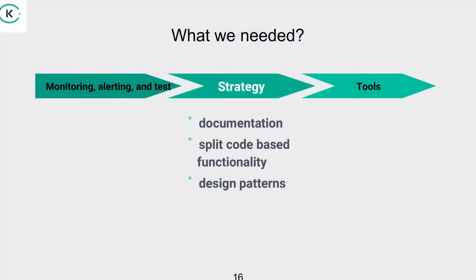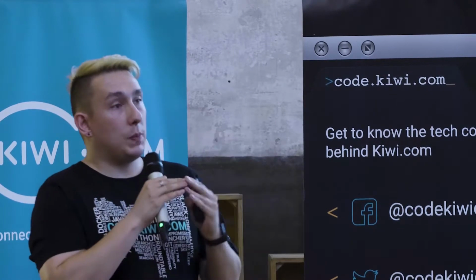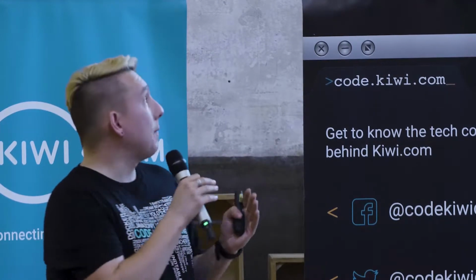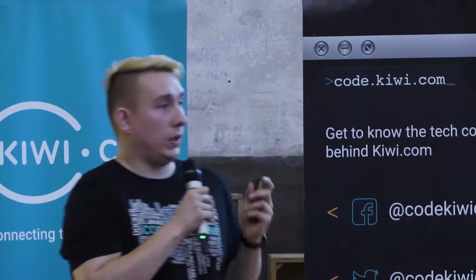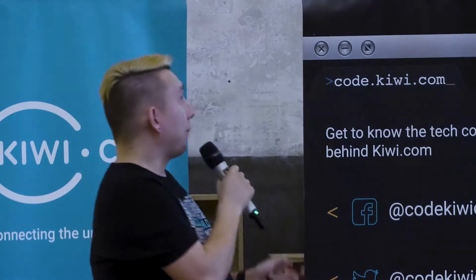Now we can move to the next part of refactoring. That is strategy. For us, we can think about this strategy like documentation. Some document where you write what you think you need to do. Some planning and this stuff. We try to split the code based on the functionality and also use some design patterns. I will show you now what we used and what I think is most useful for you.